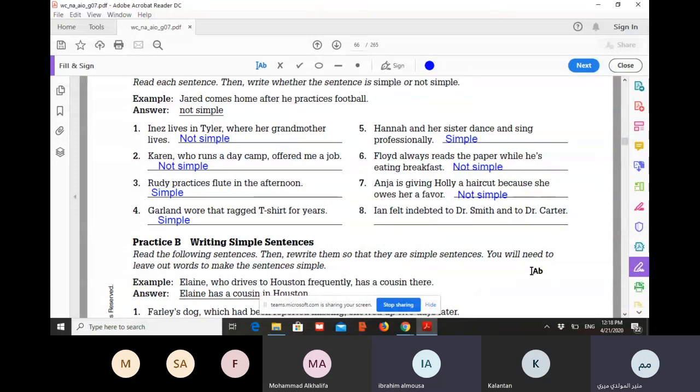Dr. Smith felt indebted to Mr. and Dr. Carter. Simple or not? It is not simple. How did you know? No, simple. It's a simple one. Very good. It is simple.